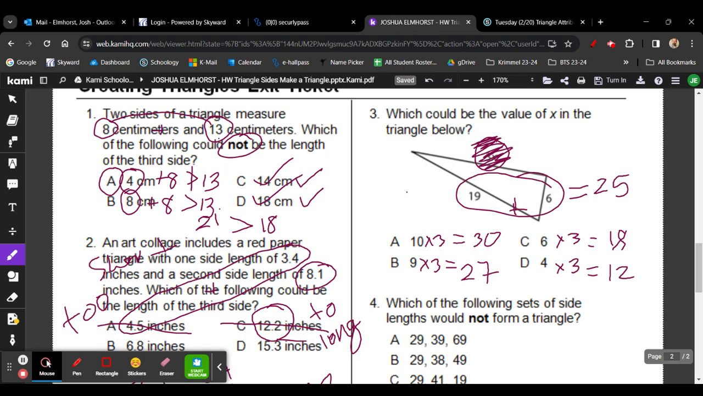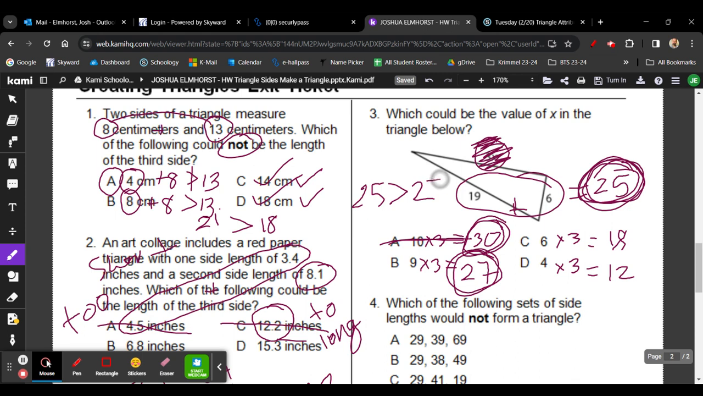If 19 and 6 are the short lengths, will 25 form a triangle with 30? 30 is the long side. Is 25 long enough to make a triangle with 30? No. Is 25 long enough to form a triangle with 27? No, if this was 27, 25 together is not long enough.